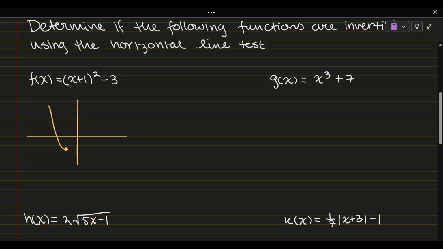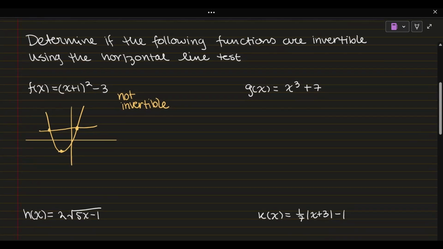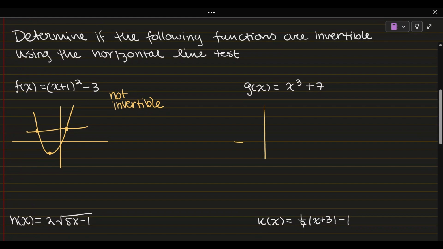That looks like this. And I can draw a horizontal line here, really anywhere except for here, and it'll touch the curve at more than one point, so this is not invertible. Okay. g of x equals x cubed plus 7. That's just the graph of x cubed, but shifted up 7 units, so it looks something like this. And no matter where I draw a horizontal line, it passes the horizontal line test, so this is invertible.